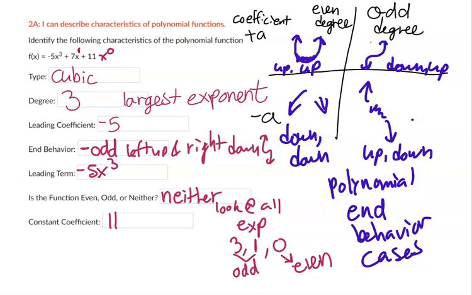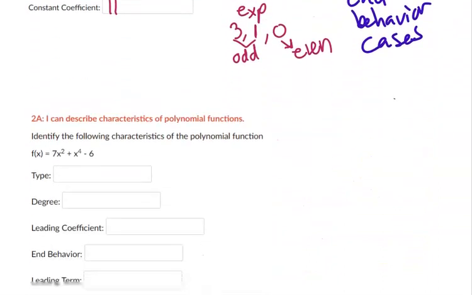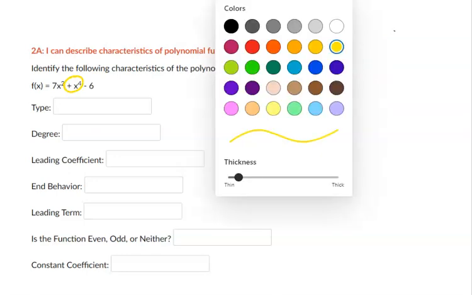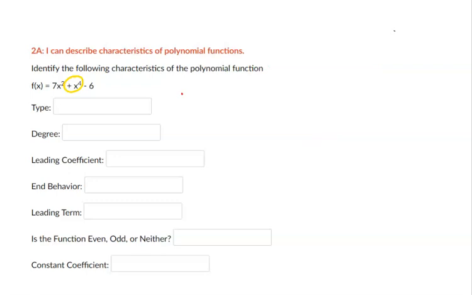Let's go to the next one. I can describe characteristics of polynomial functions. Identify the following characteristics of the polynomial function f of x equals 7x squared plus x to the 4th power minus 6. The type, well, before we even look at that, notice that the term with the highest exponent is not in the front. Since this is the case, we have to reorder it.